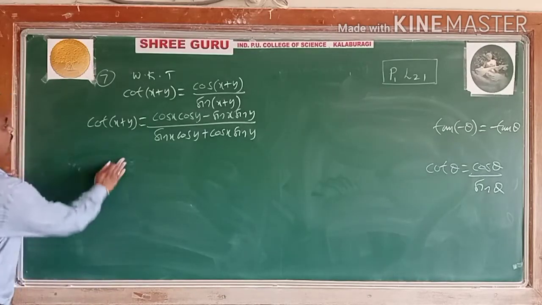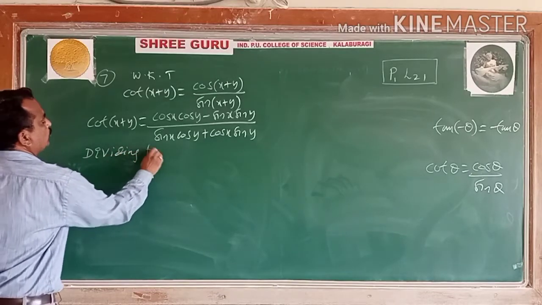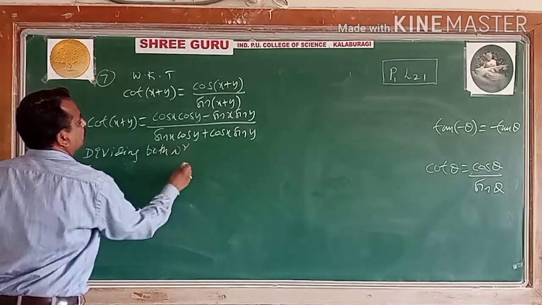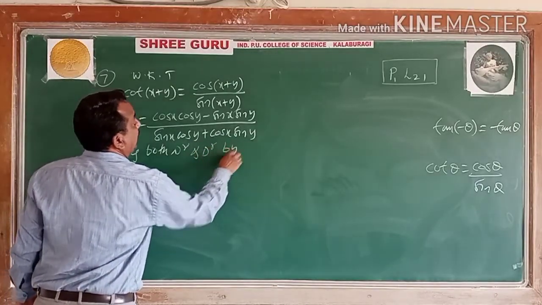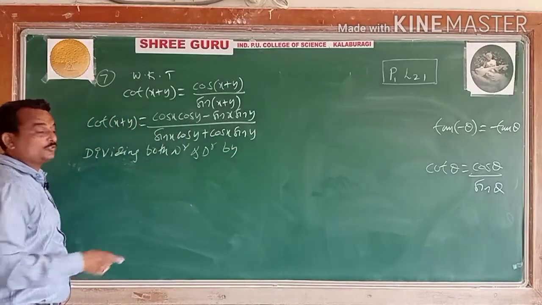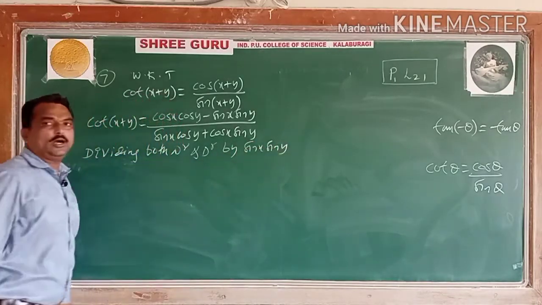Now see, students, cot x plus y is equal to this. What to do? Dividing both numerator and denominator by sin x into sin y, to get a cot.